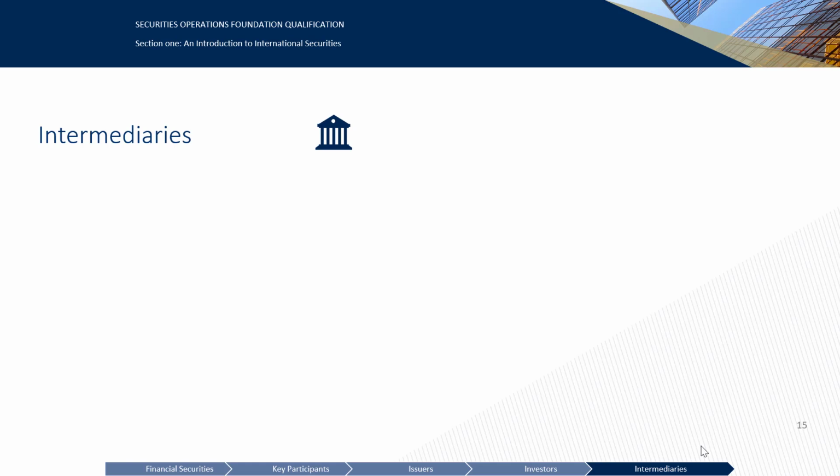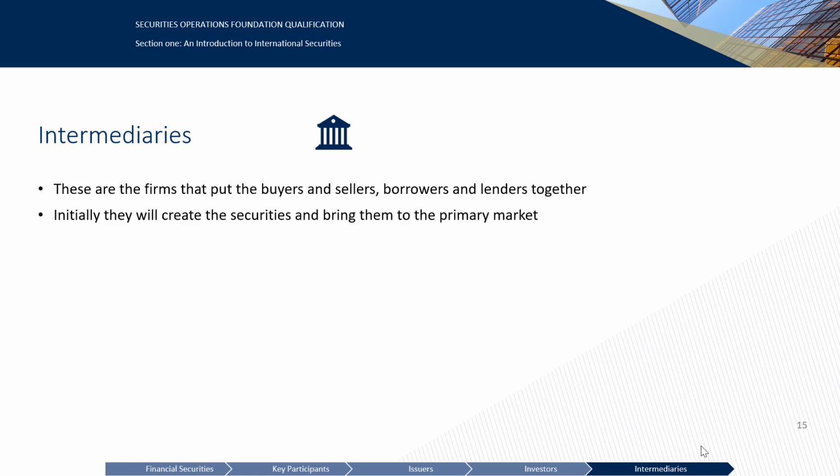Our last group of participants are the intermediaries. These are the firms that put buyers and sellers, borrowers and lenders together. In our market, we will see them with two roles. Initially, they will make the securities that we've been discussing. This is the primary market. But they don't stop there.